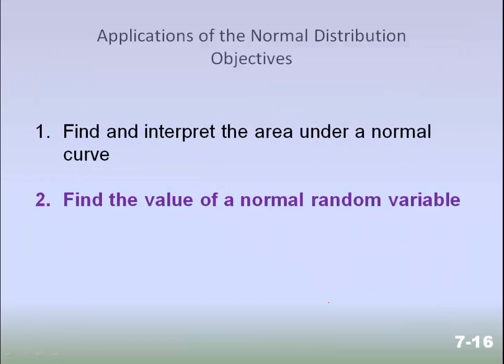Now let's find the value of a normal random variable. So now we're going to reverse the process. If they give us the probability, can we go back and find the value of the variable that generates that probability?